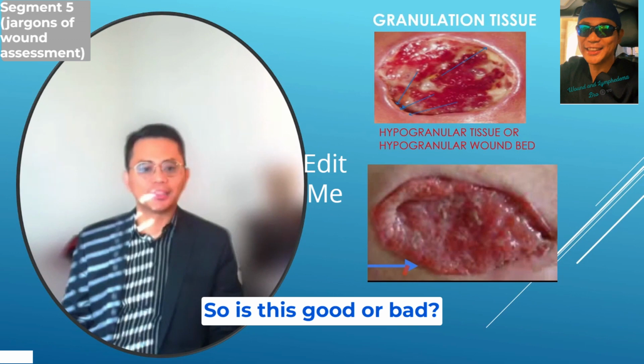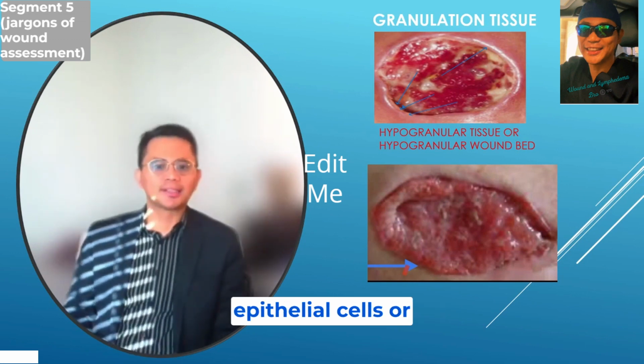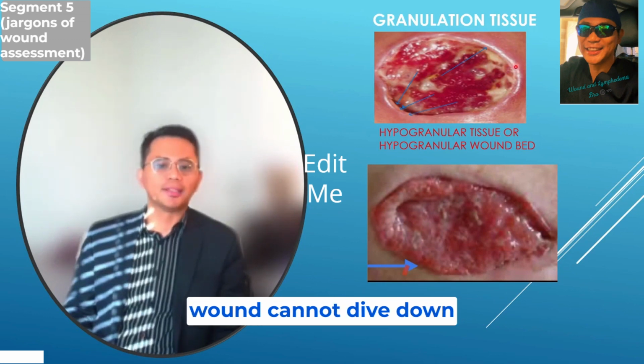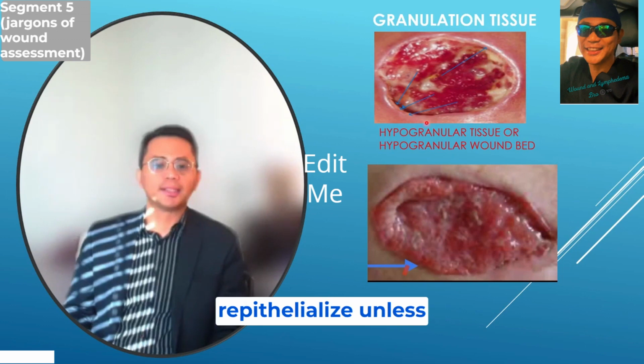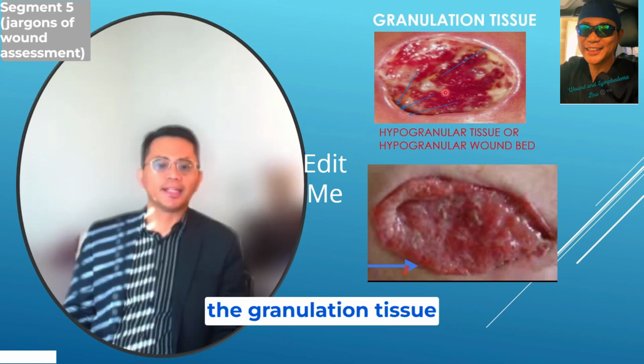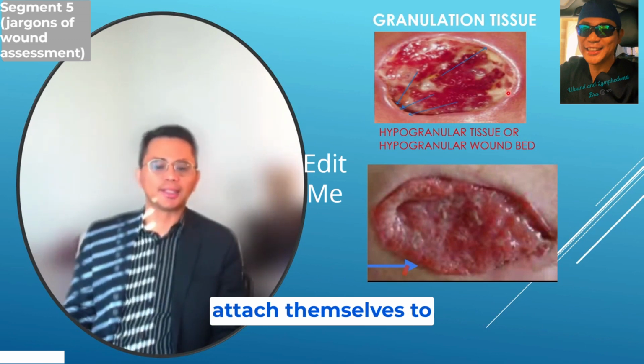Is this good or bad? It's bad because epithelial cells coming from the edges of the wound cannot dive down to attach themselves to the granulation tissue. So this wound may not reepithelialize unless the granulation tissue goes up a little bit higher so that the epithelial tissue will attach themselves to it.